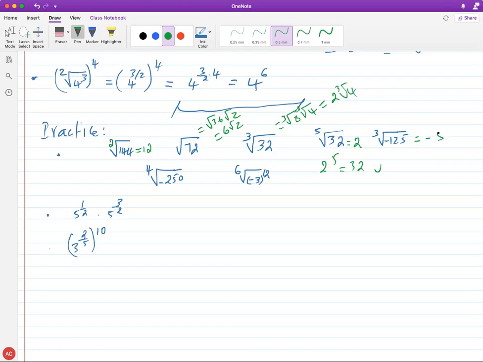What about this one? Undefined. Exactly, you have a negative under an even root. That's right, it's undefined. No need to waste time. And is this one defined or not? So, is this a positive or a negative number?